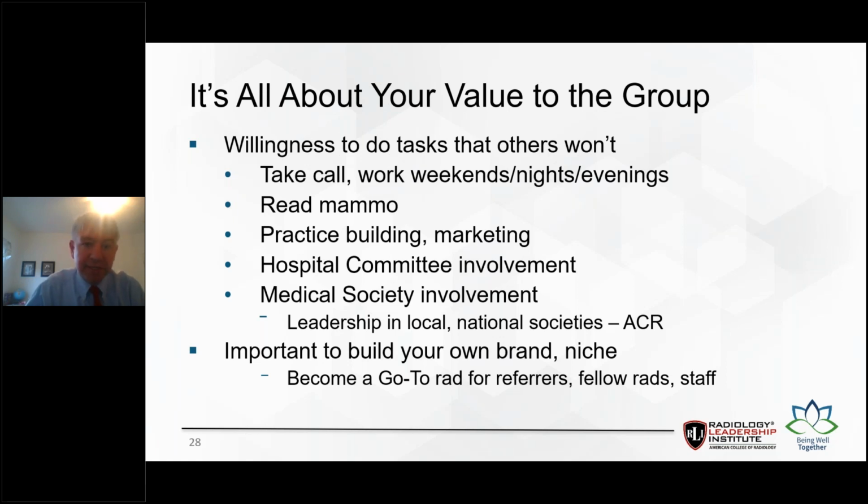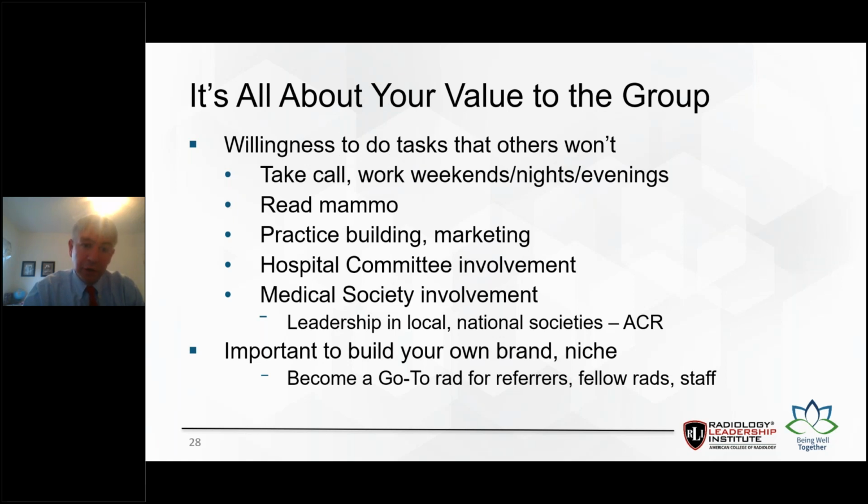You don't want to be at the bottom as far as skills. So next, practice building, marketing, really important in private practice. I could go on and on about this, but suffice to say, it's critical to build and maintain these relationships with referrers. And it's really been critical during the corona crisis.